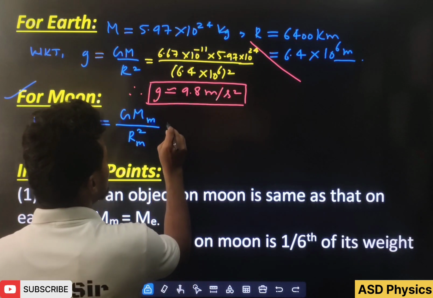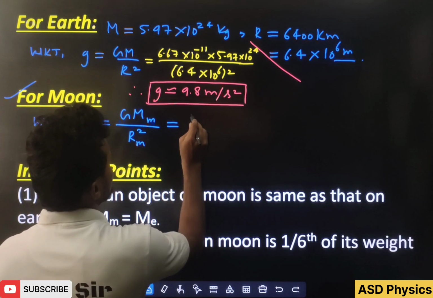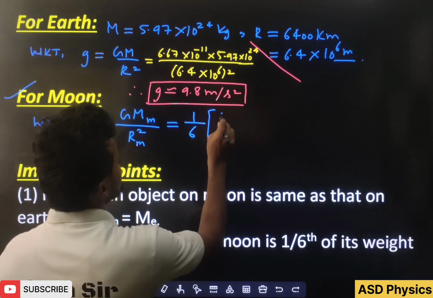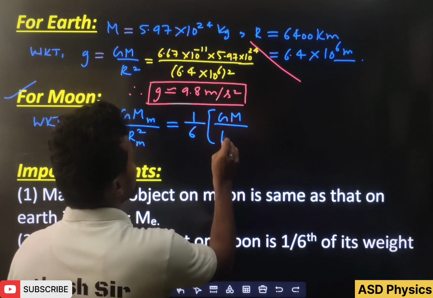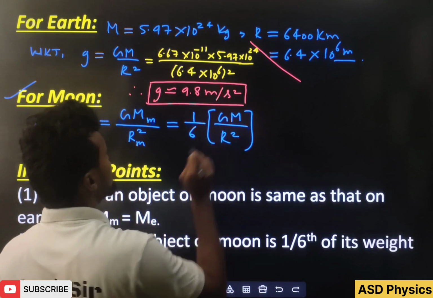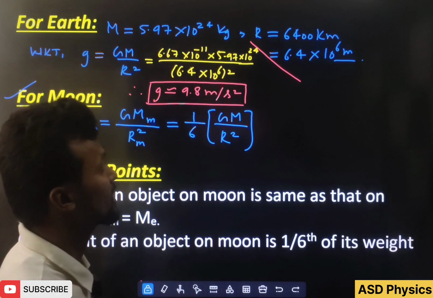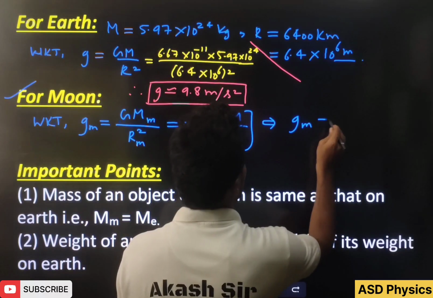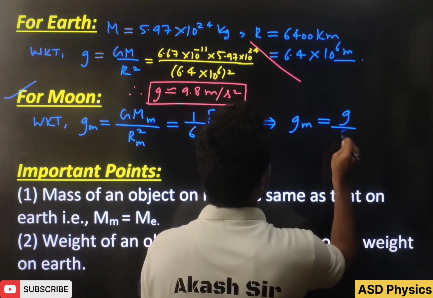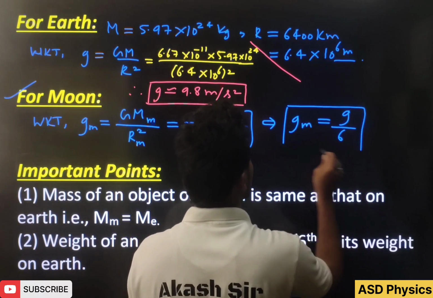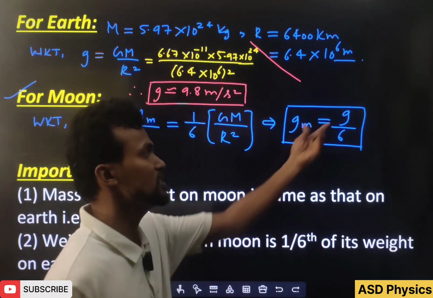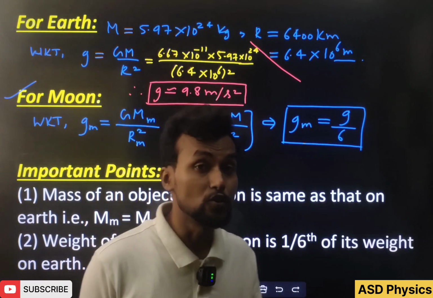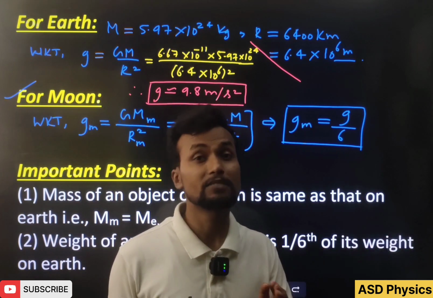No need to remember the values for the mass and radius of the moon. Just remember that it is 1 by 6 of GM by r square, where M is the mass of the earth and r is the radius of the earth. Very, very important: the gravity on the moon is 1 by 6th of the gravity on the earth. And this earth can be replaced by any planet whenever required.